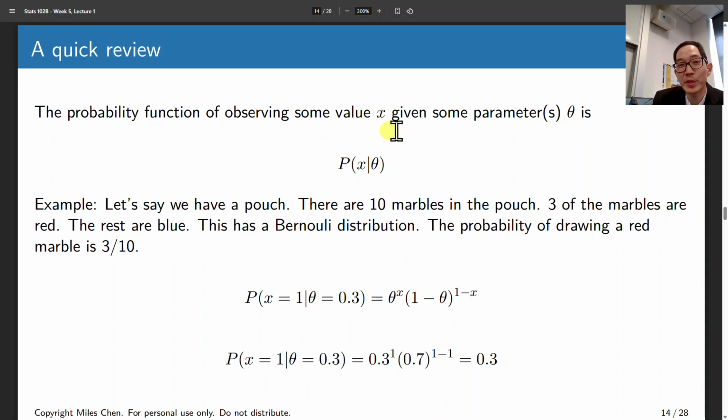So the probability function of observing some value x given some parameters theta is this. So we have the probability function of x given a parameter value theta. And the example I always like to use is, let's pretend we have a pouch and we have 10 marbles in the pouch. 3 of those marbles are red and the rest are blue, and therefore this has a Bernoulli distribution, and the probability of drawing a red marble is 0.3. And the way we would model this would be theta to the x times 1 minus theta to the 1 minus x, where x is either going to be a 1 if it's red or 0 if it's blue. Okay, and so the probability of getting a 1 is going to be 0.3, and the probability of getting a 0, if you use this, is going to be 0.7.